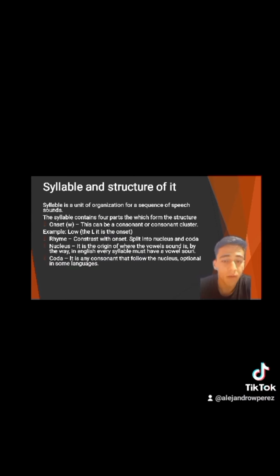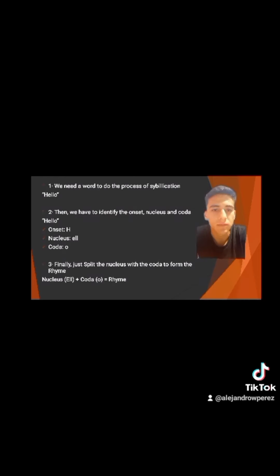Another point, we have the syllables and the structure of syllables. A syllable is a unit of organization for a sequence of speech sounds. The syllable contains 4 parts, which form the structure. The parts are onset, rhyme, nucleus, and coda.